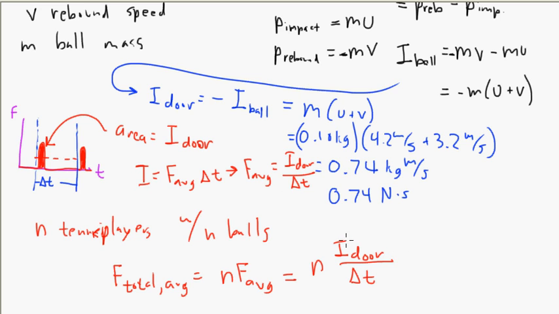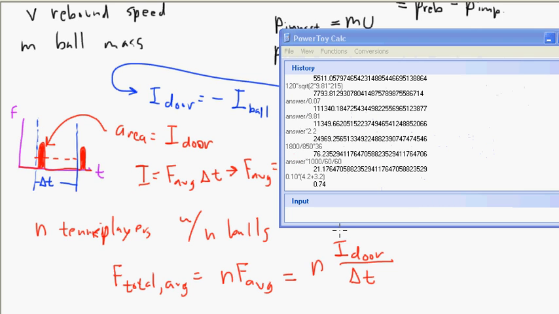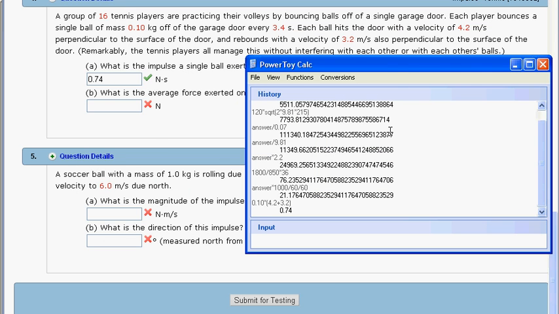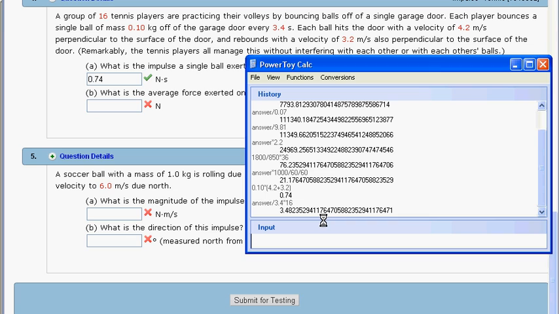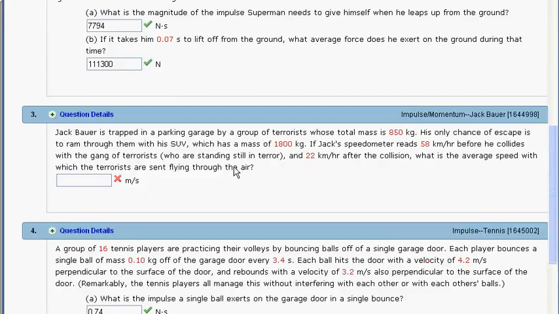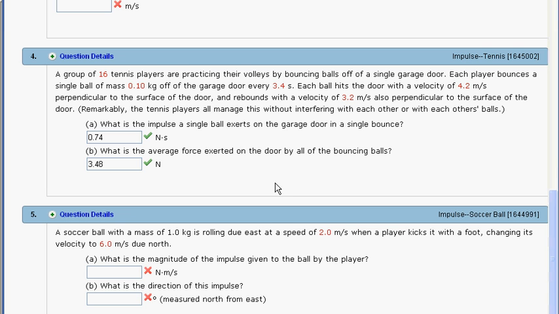So let's see, our I door was 0.74 Newton seconds, and that was our previous answer. And then our delta t was 3.4 seconds. So the previous answer divided by 3.4 seconds times 16 players, and that's going to be 3.48 newtons. Let's see. Yes, correct.